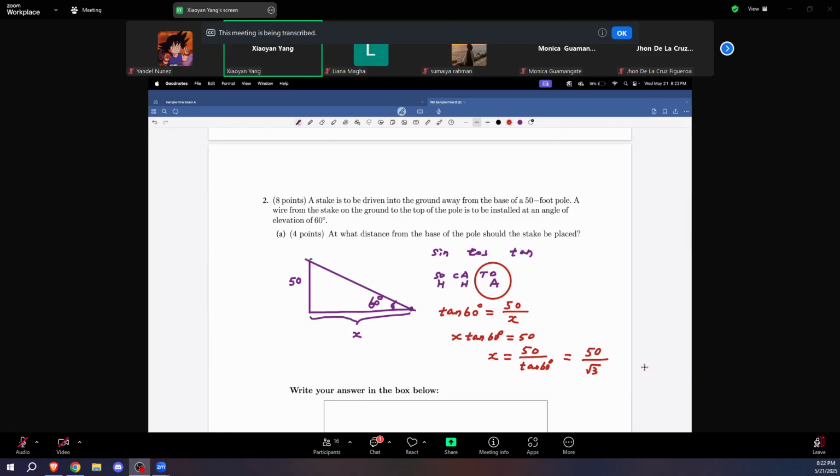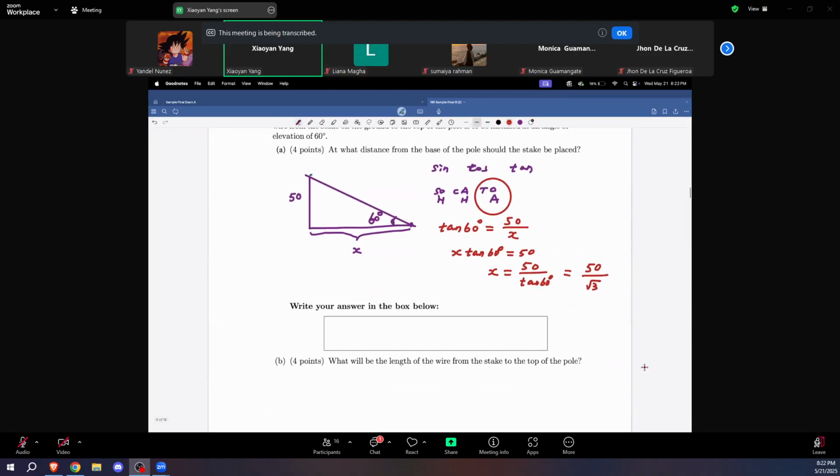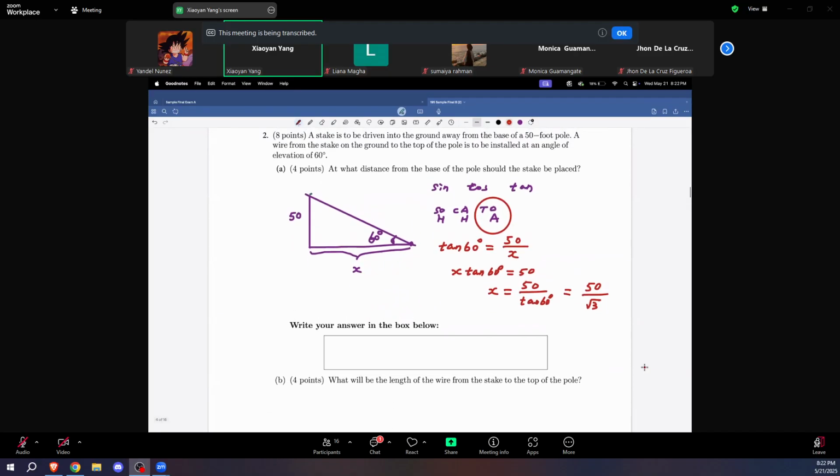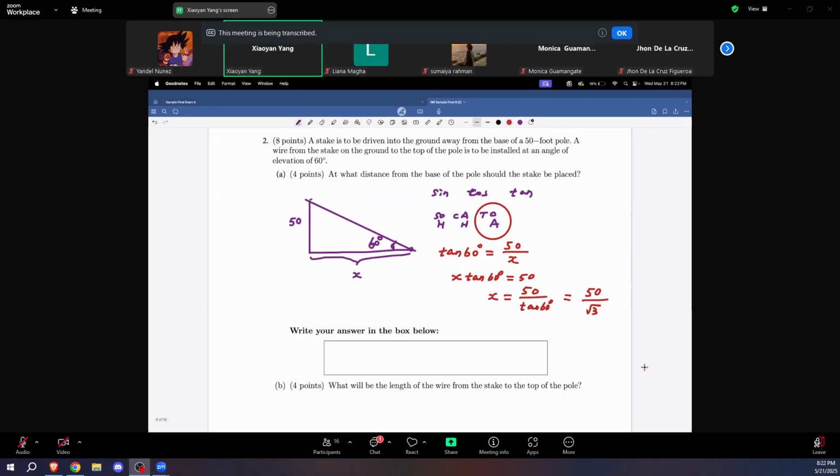If it's still confused, I can explain more. So if it's okay, right now we need to figure out what will be the length of the wire. This is the wire. What's the length of wire from the stake to the top of the pole? So this time you look at this one more time.